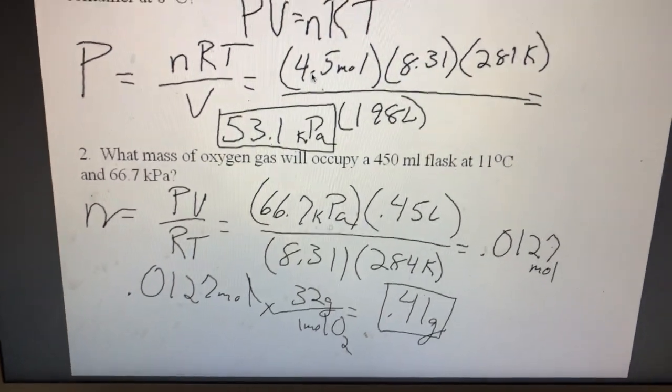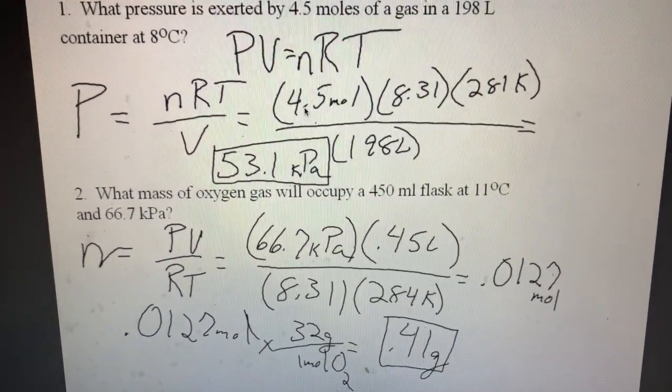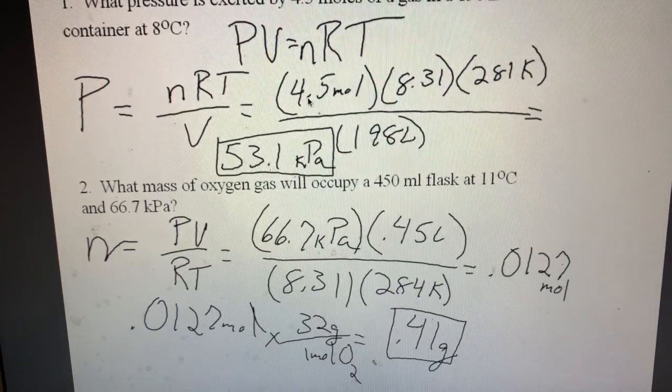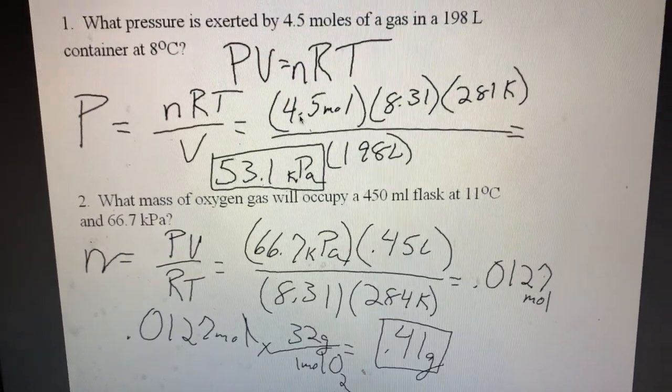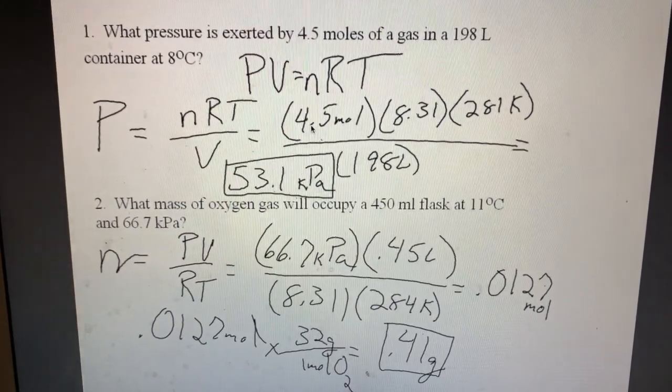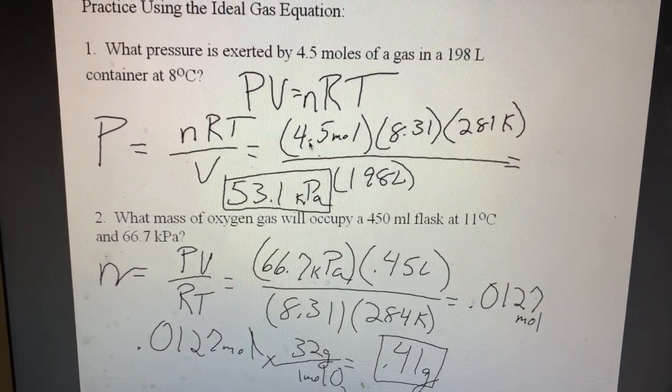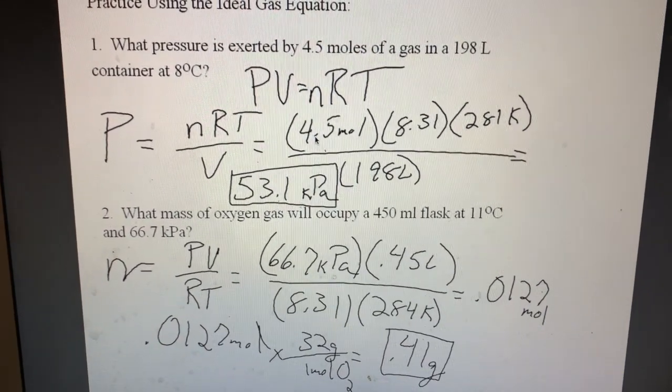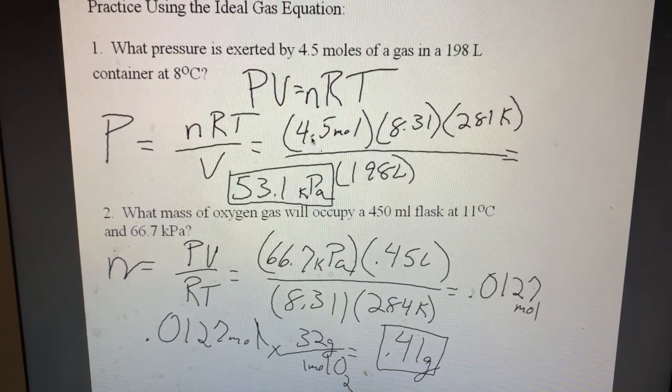This is a good time to remind you, when we say oxygen gas, nitrogen gas, chlorine gas, please remember your diatomics, all right, because those do come up a lot. They are diatomic gases, and this is our gas unit, so don't forget those, all right?